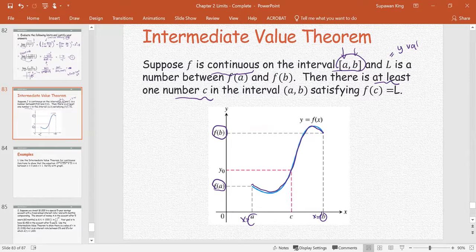if f is continuous from point a to point b, and there is a value L that appears between f(a) and f(b), there is at least one number c. At least one number, it could be more than one c, that's between a and b, or the beginning of the graph and the ending of the graph. That gives you the value L, which is in between the two endpoint values.